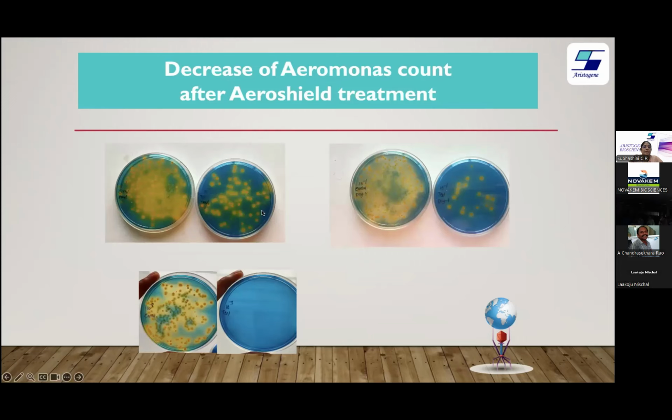We can also see that there is a reduction. The one on the left side is the control plate, and the one on the right side is the treated plate. This is on day 6. You can see there is a slight reduction in Aeromonas in the treatment. On day 7, there is further reduction. And day 9, I think it's not coming. This is day 9. You can see that the Aeromonas are almost cleared from the animal.